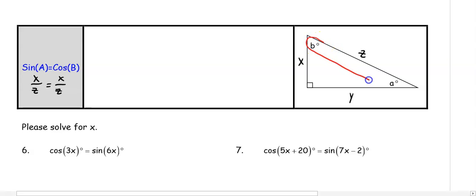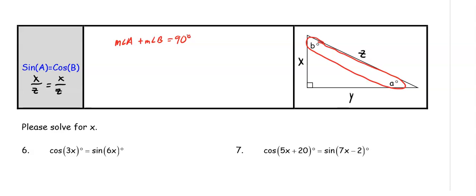Now, in a right triangle, we already have a 90-degree angle. So the other two angles also have to equal 90. So the measure of angle A plus the measure of angle B has to equal 90 degrees. The angles are not congruent. That is a mistake a lot of people make. Remember that they are complementary, which means they equal 90. So let's look at a few examples.